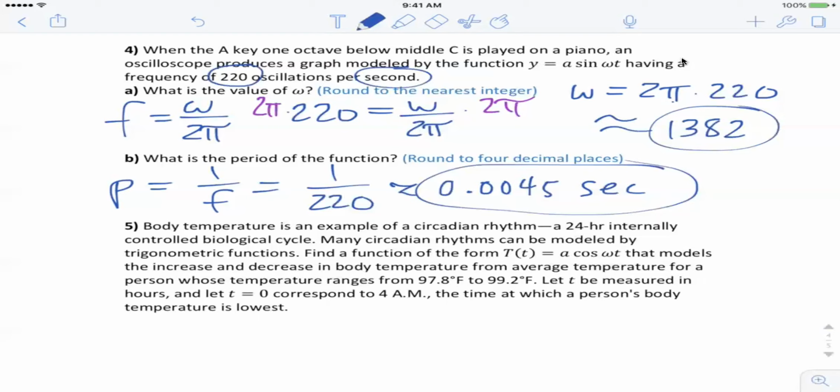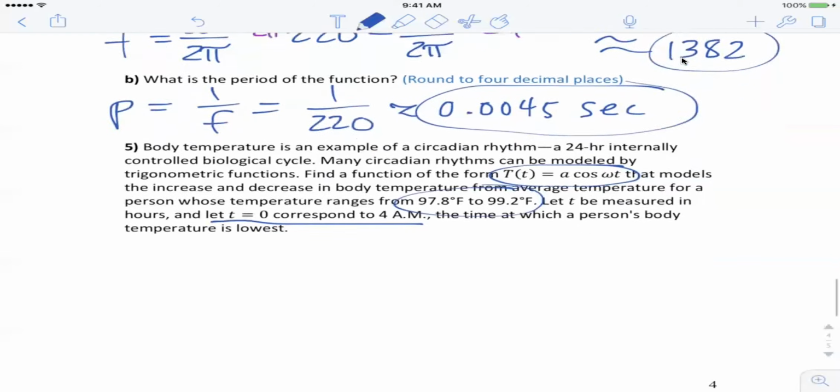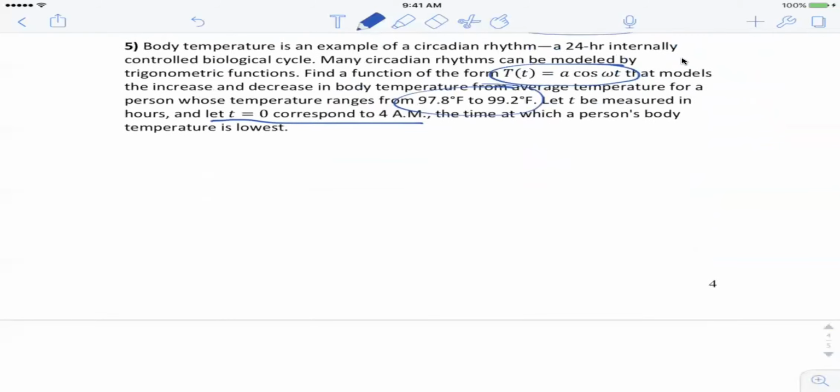Number 5, we've got one about body temperature. In a 24-hour cycle, your body temperature fluctuates. So we can model that with a function. And we're given the maximum and the minimum temperatures. Okay. And then at t equals 0, which starts at 4 a.m., is the time at which the person's body temperature is the lowest. So what's happening here is there's body temperature lowest, and then it's going to increase throughout the day and then decrease back to 4 a.m. So I see that as a cosine function.